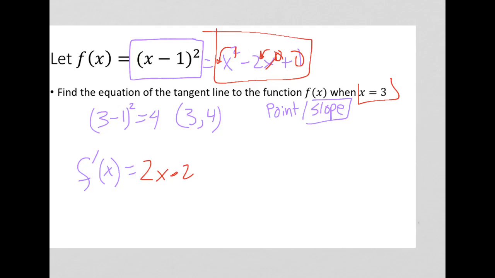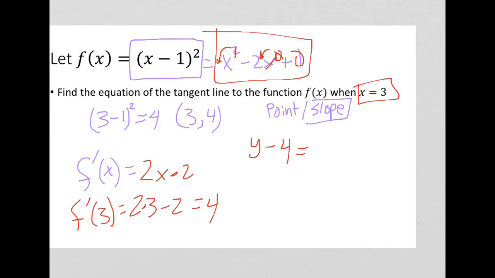And we're looking at the x value of 3, so we need to plug that in. 2 times 3 minus 2 is 6, minus 2 is 4. So again, what does this represent? Well, this 4 is the value of the derivative at the x value of 3, which is the slope of the tangent line at x equals 3. So I can write this equation in point slope form and get y minus 4, the y value of my point, equals my slope, which is 4 times x minus 3. And I am done.